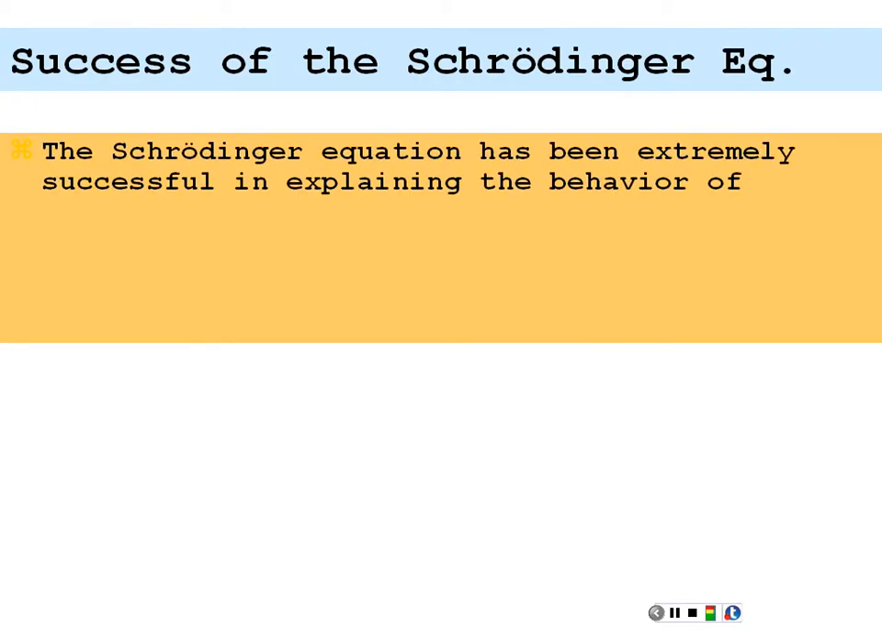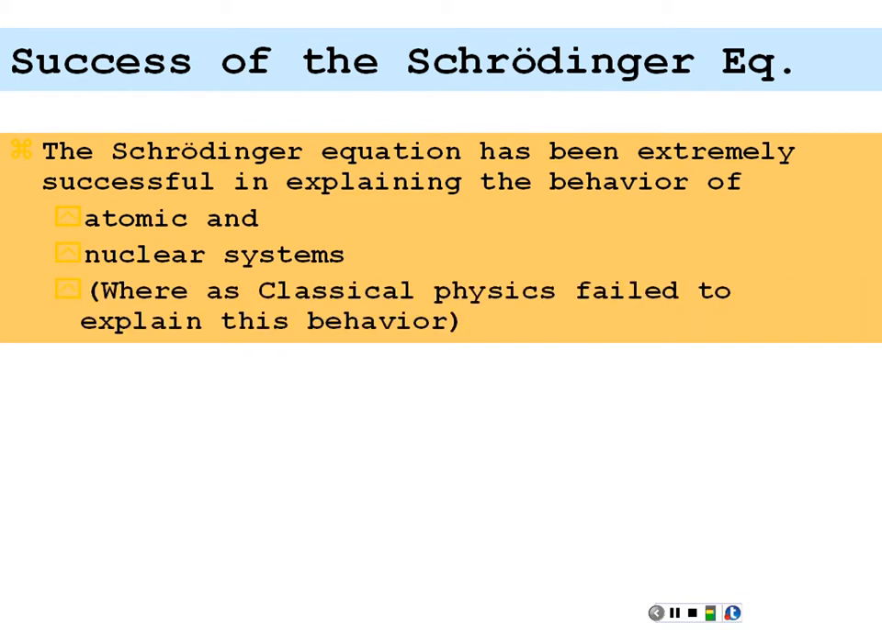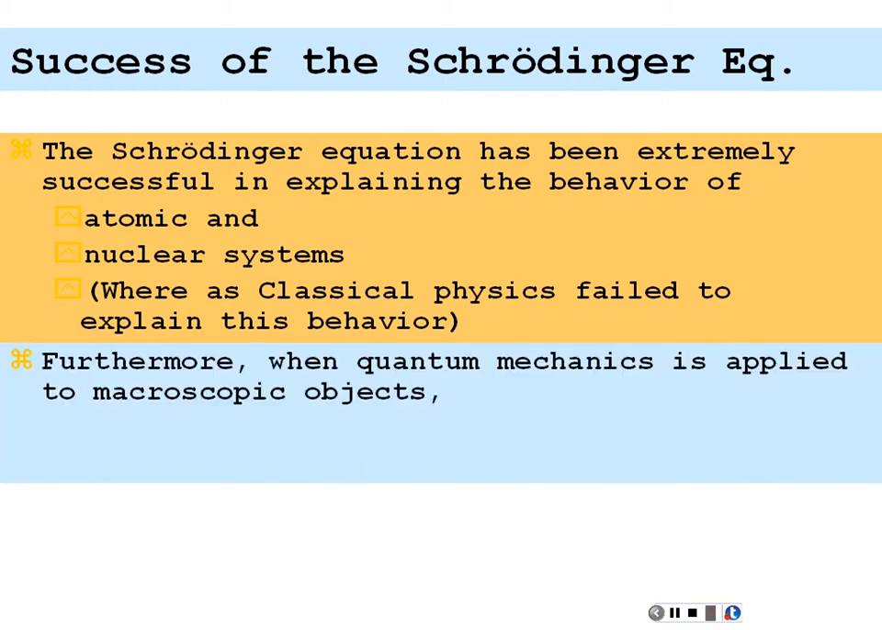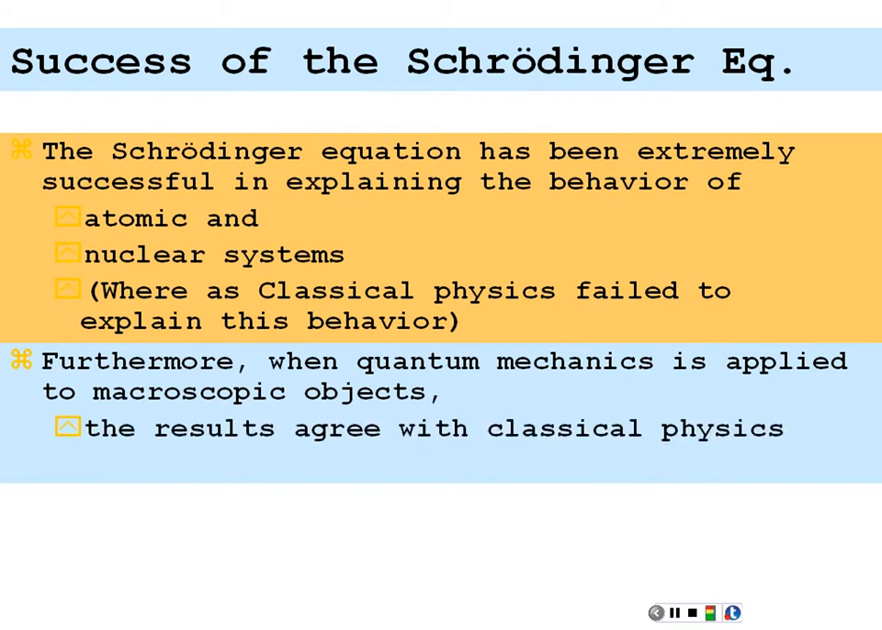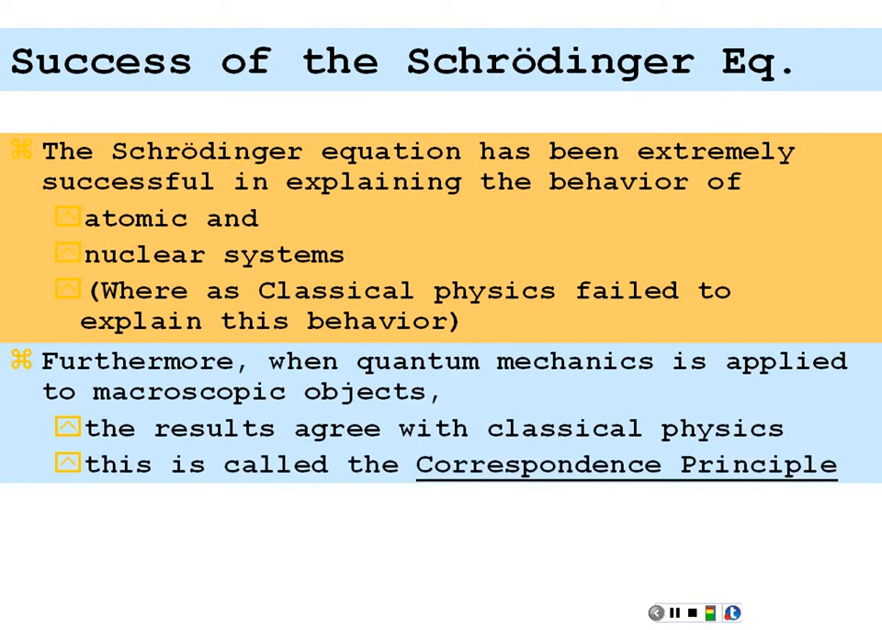The Schrodinger equation has been extremely successful in explaining the behavior of atomic and molecular and nuclear systems, whereas classical physics failed to explain this behavior. Many of the phenomena that we now know in electronics is a result of Schrodinger-type quantum mechanics. Furthermore, when quantum mechanics is applied to macroscopic objects, the result agrees with classical physics. In other words, this is called the correspondence principle. If you increase your n value up to the point where it would be macroscopic, then you have classical physics.